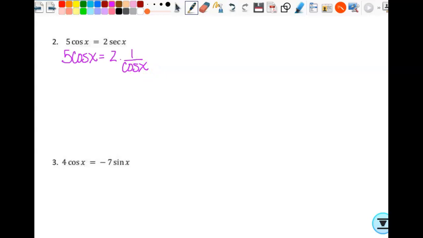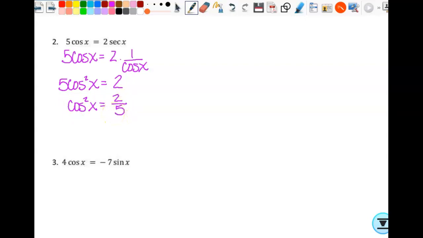Any other options you think I have here? Would you like to get rid of the fraction? How do we get rid of a fraction? Multiply by the denominator, right? So can I multiply both sides by cosine? Yep. When I do that, I will get 5 cosine x on the left, 5 cosine squared x equals 2. So that's nice. Then I can divide both sides by 5, so cosine squared x equals 2/5.